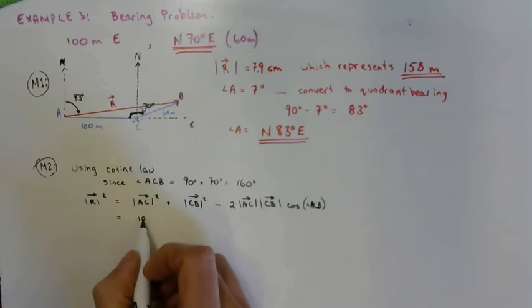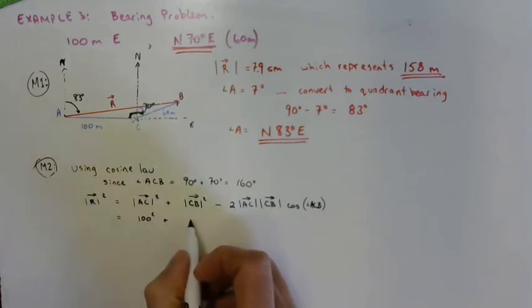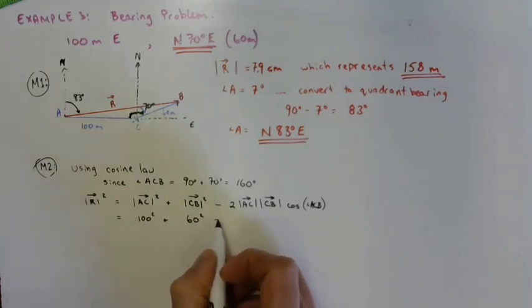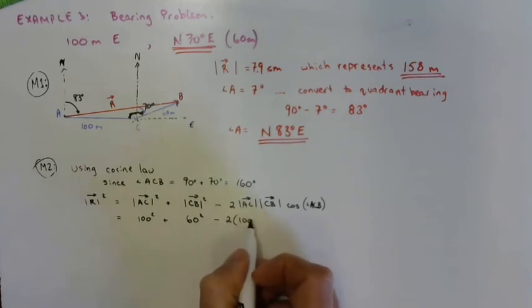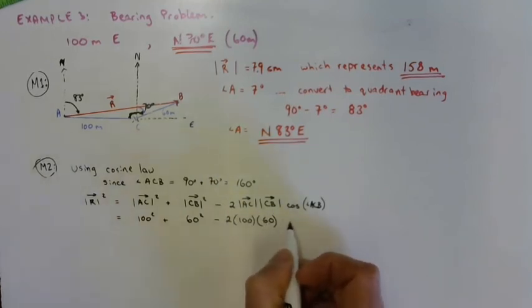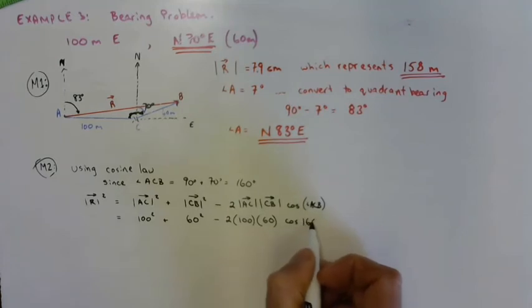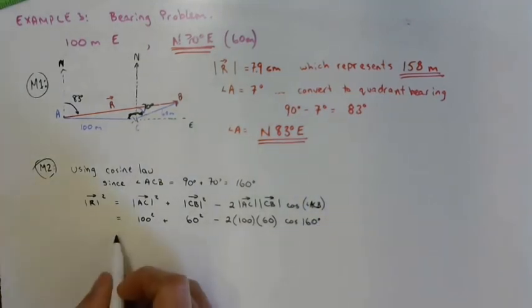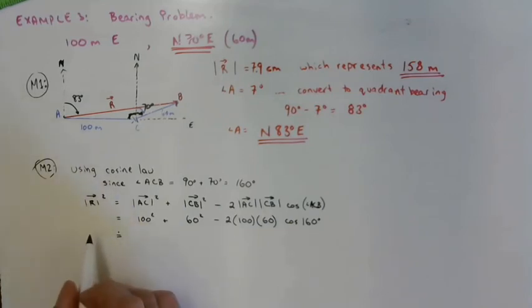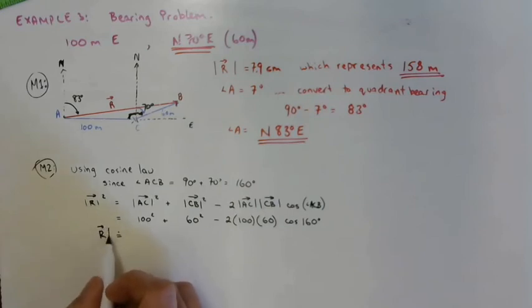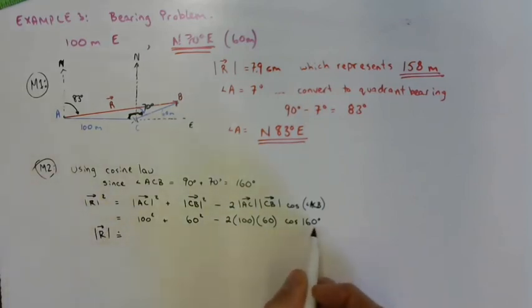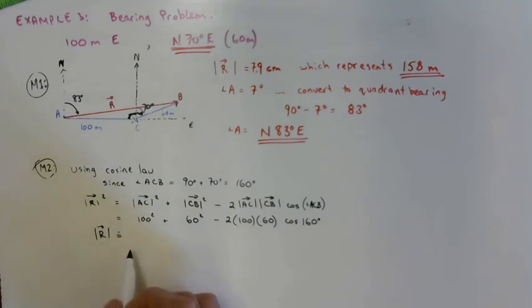And now all I need to do is put in the values that I know. So AC is 100, squared, plus 60 squared, minus 2 times 100 times 60 times the cosine of 160 degrees. And that I would just click away in my calculator, and then take the square root of it. So the magnitude of R, after calculating that and then taking the square root of that answer, is 157.7.